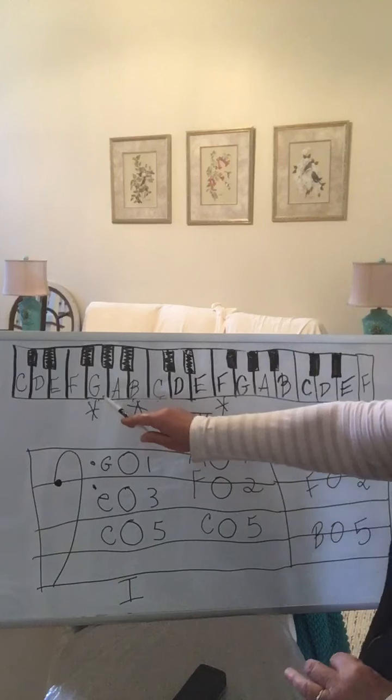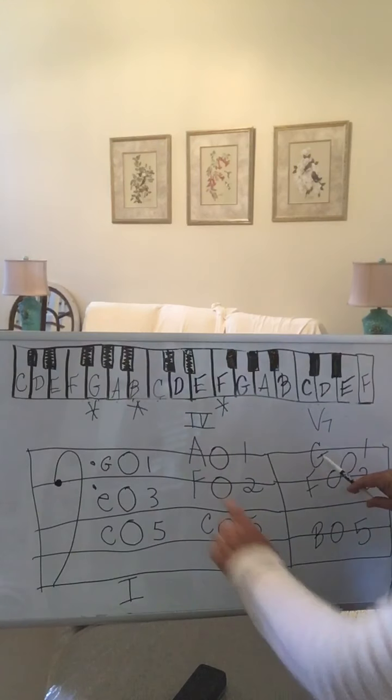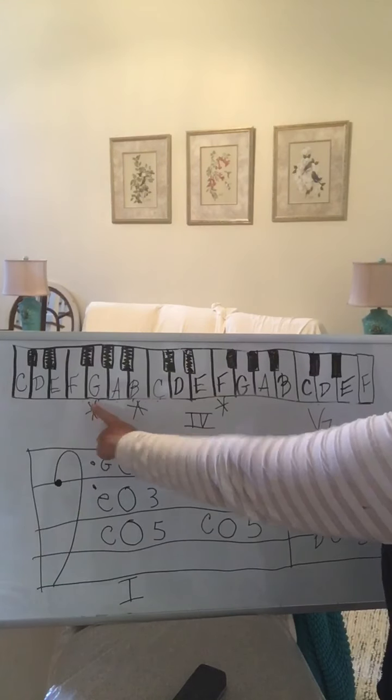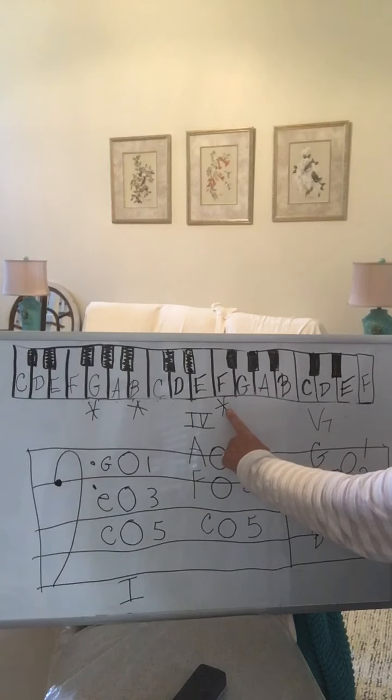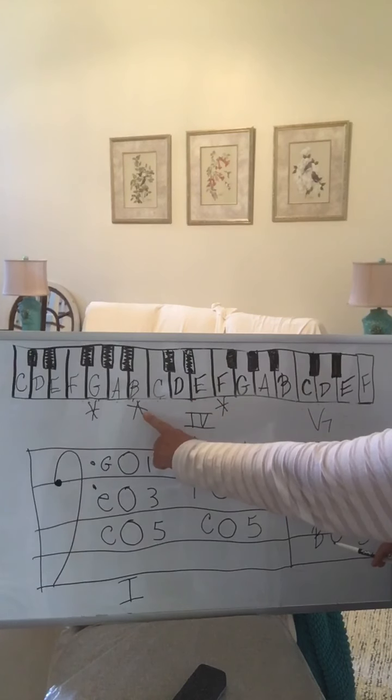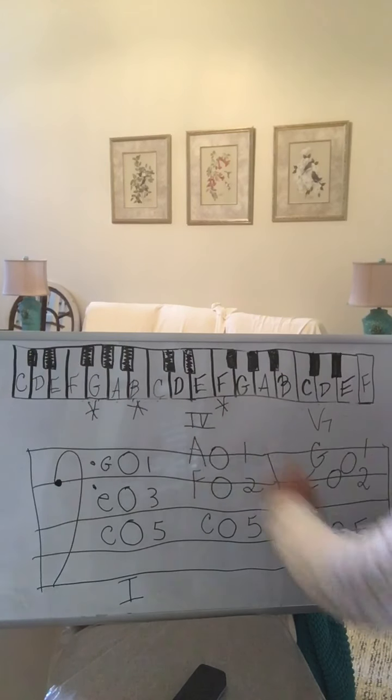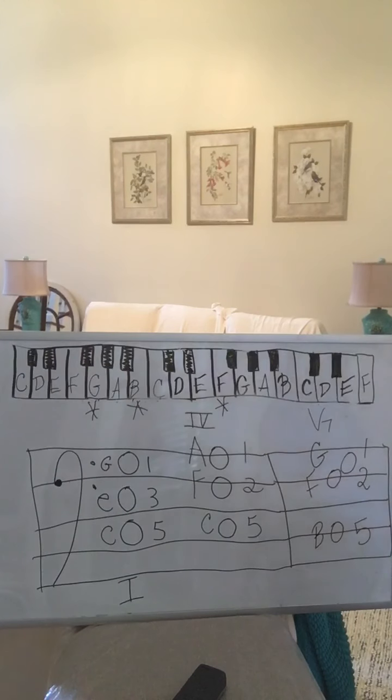Okay, so let's see if we've got the right notes. We needed a G, there's our G. We needed an F, and we needed a B. So there we go. Those are the notes in the 5-7 chord.